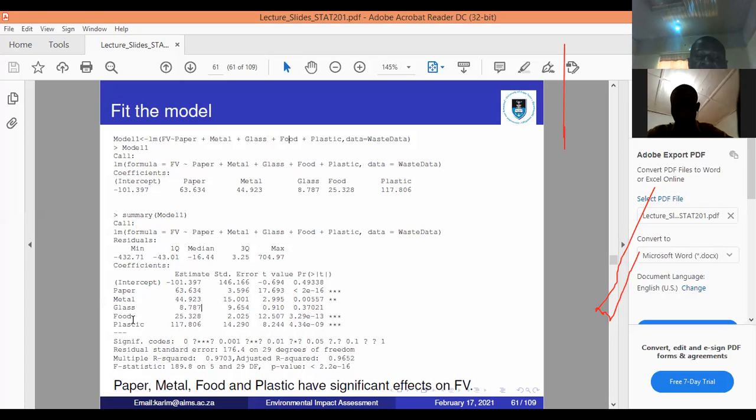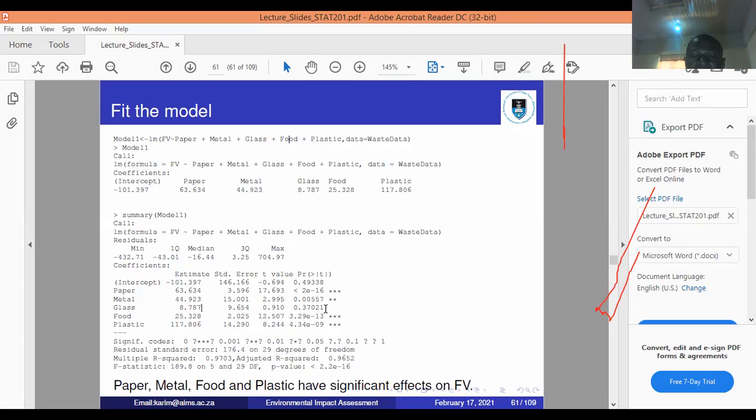And then we looked at the food. Of course, there is 25 in terms of rate of increase. So for every unit increase in the food substance, there is going to be a 25.328 increase in the fuel value. And that also is significant. Then we look at the plastic, which is also causing an increase, and it is also significant. And that is that.